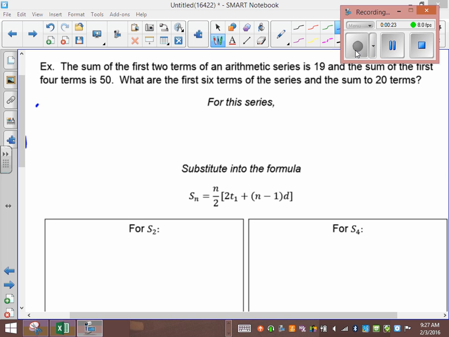So we have the sum of the first two terms of a sequence is 19. How could I represent the sum of the first two terms with a letter and a number, perchance, that's low? T1 plus T2, or S2. So I could represent it with S2, because that would be the sum of the first two, right? T1 plus T2 would be S2. So S2 is 19.